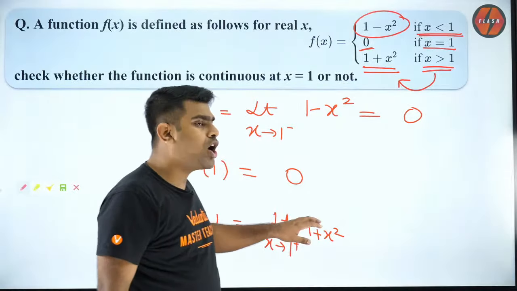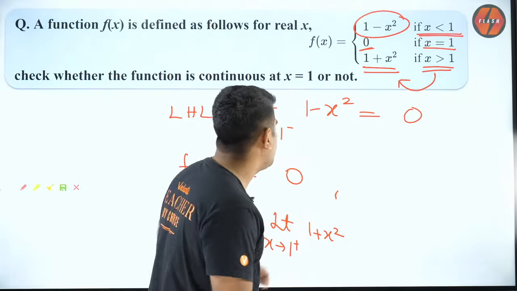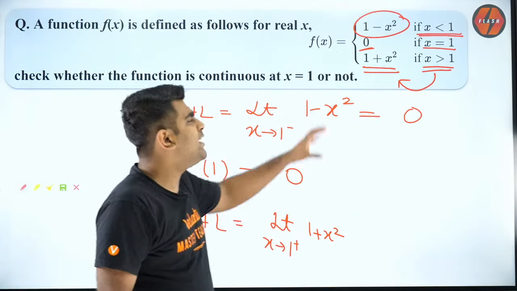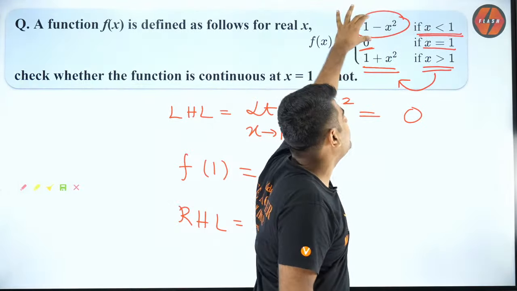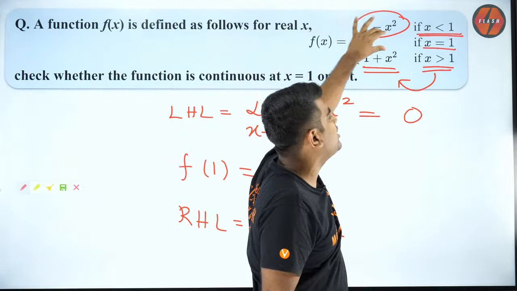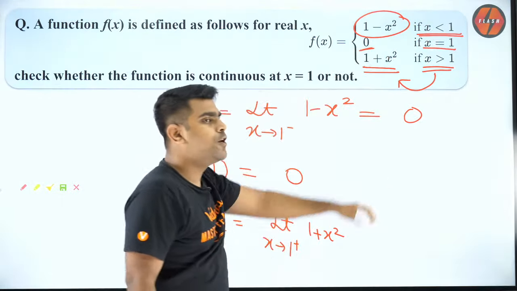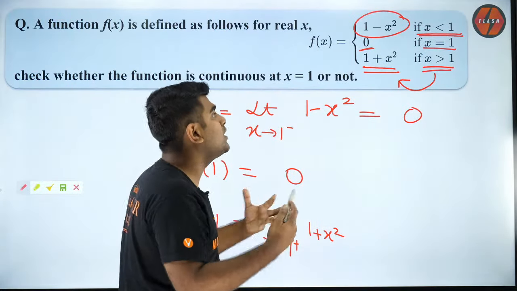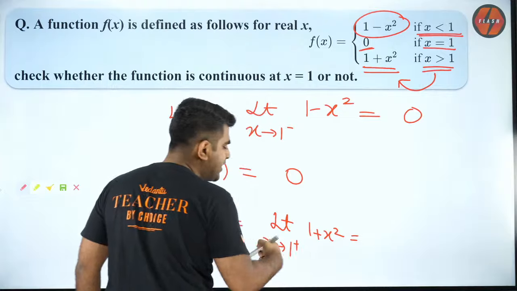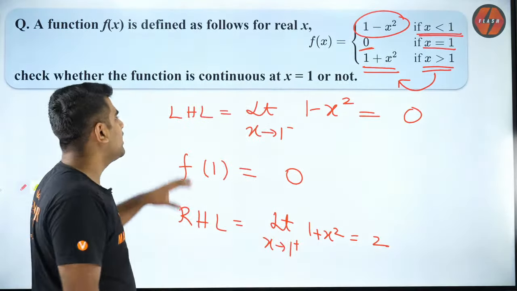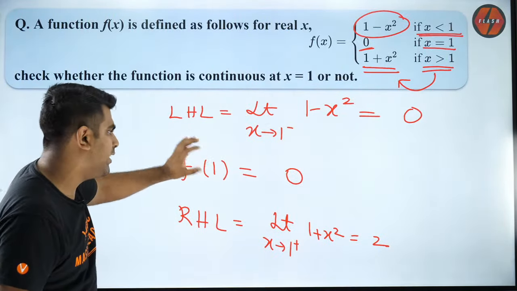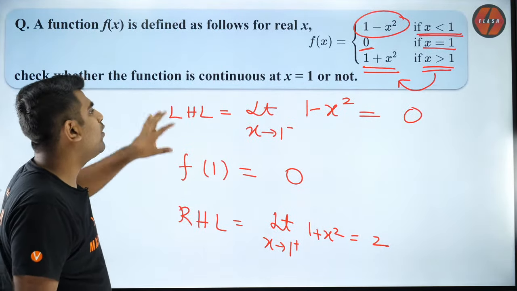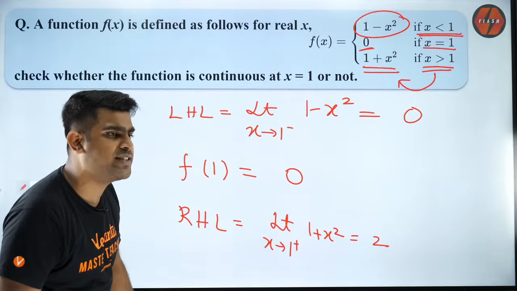Because here we are talking about what kind of function? Piecewise defined function. Piecewise means for one interval, one definition, another interval, another definition. So when you have a piecewise defined function, you have to correctly choose the right function. So that is going to be 2. So you see that LHL and functional value are equal, but RHL is not equal. So it does not follow the condition for continuity at the point 1.